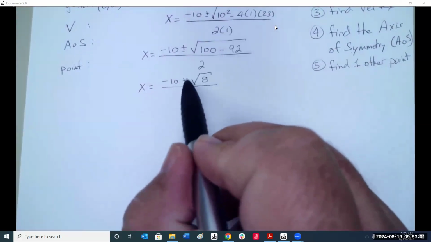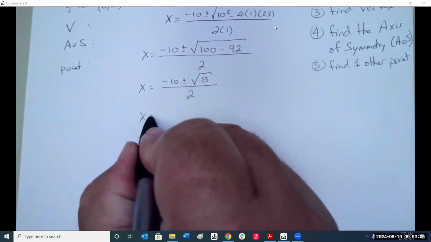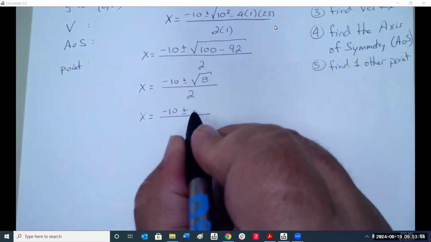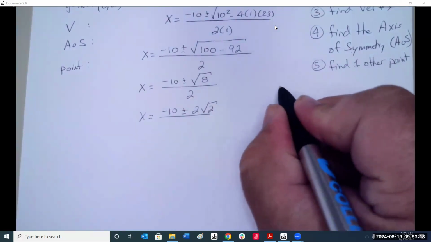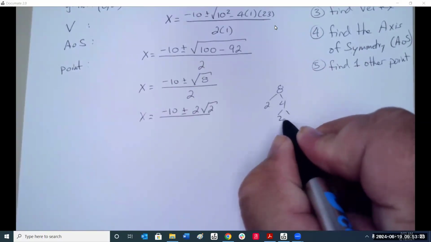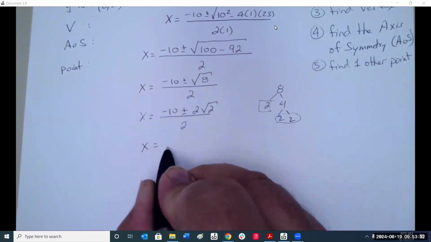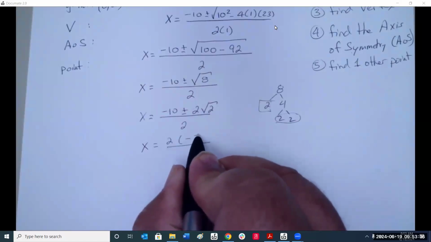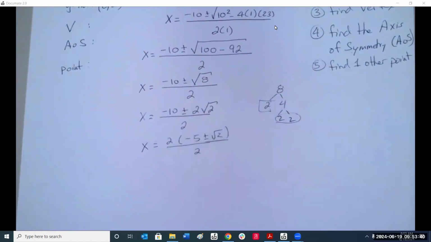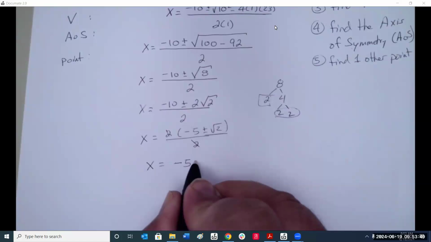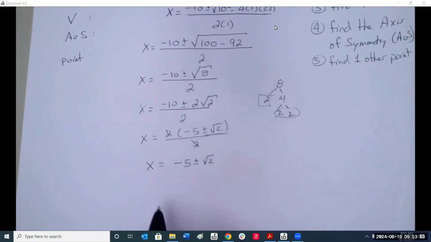Plug everything in there. You get negative 10 plus or minus the square root of 8 over 2. We know that the square root of 8 is made up of 2 times 2 times 2. So a 2 can come out and a 2 stays in there. There's a pair of 2s. This stays in there. On the top, we can factor out a 2. So my x-intercepts are at negative 5 plus or minus the square root of 2. Which is negative 5 plus or minus 1 something.